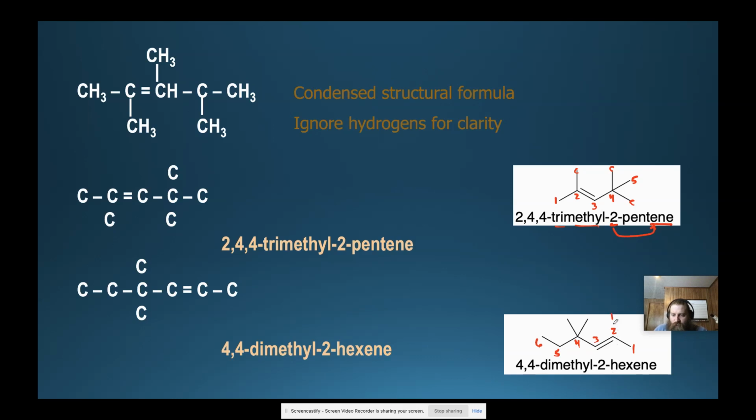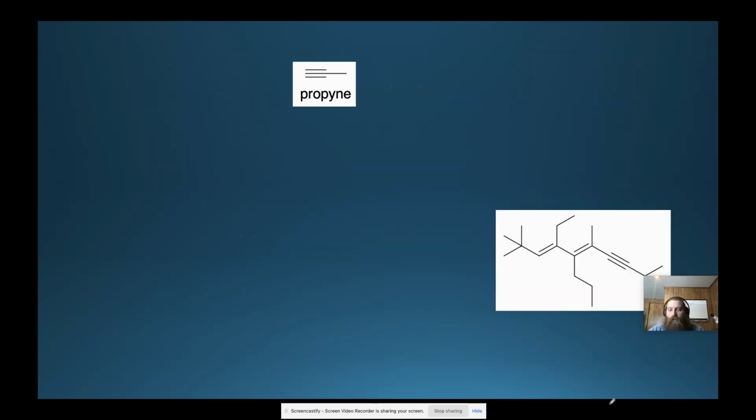So at position 2, I have a double bond. So 2-hexene is the ending. The parent chain is 6 carbons long, so that's where I get the hex from. And at position 4, I have 2 methyls. So 4,4-dimethyl. All right. So the name is supposed to be really descriptive. That's the point.